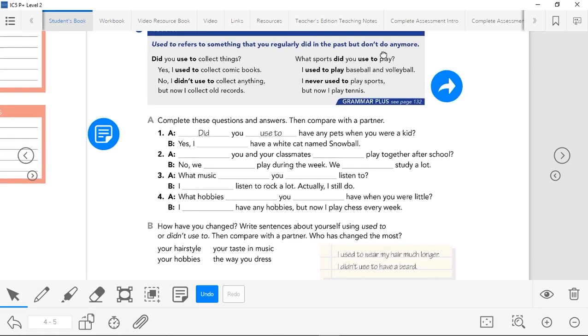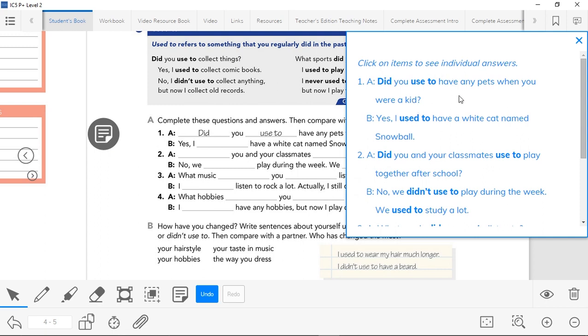Now, let's take a moment to complete this exercise by using used to in the correct way in each one of these cases. Take your time to complete this and then we're going to continue. Okay, finished? Let's check.